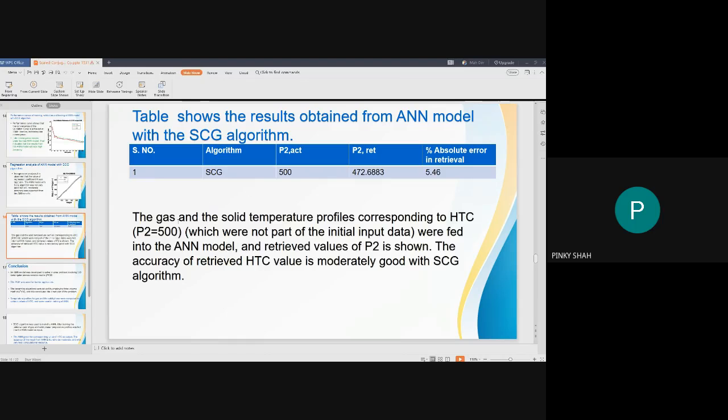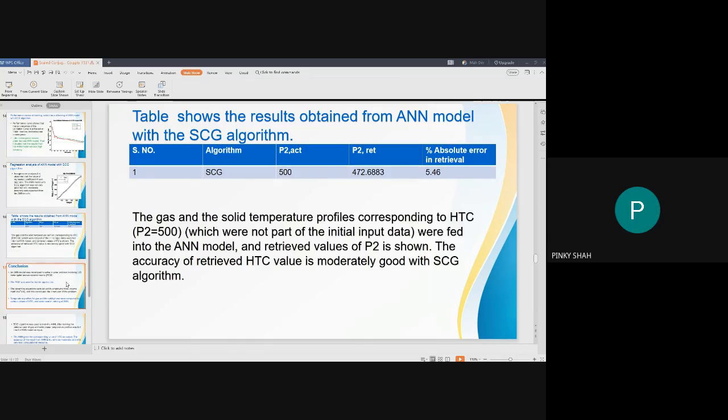In this, the gas and solid temperature profiles corresponding to HTCP2, which were not part of the initial input data, were fed into the ANN model, and the retrieved value of P2 is shown. The accuracy of the retrieved heat transfer coefficient value is moderately good with the scaled conjugate gradient algorithm.